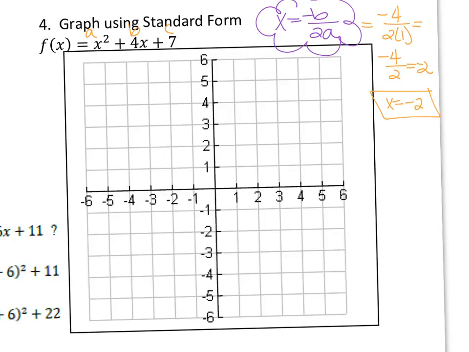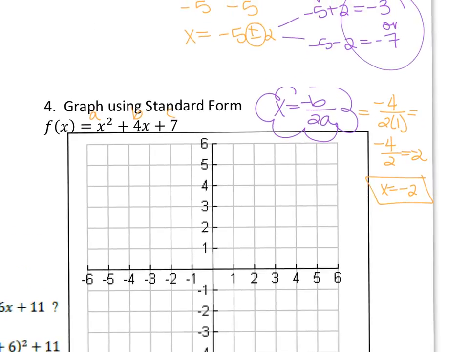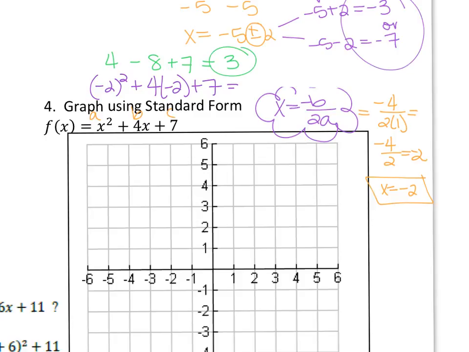So that means I'm going to have, and I'll do it above, negative 2 squared, right, plus 4 times negative 2 plus 7, which is 4 minus 8 plus 7, which gets you a positive 3. Okay, so this is my y value. My vertex is then negative 2, positive 3, so let's write that down: negative 2, positive 3.